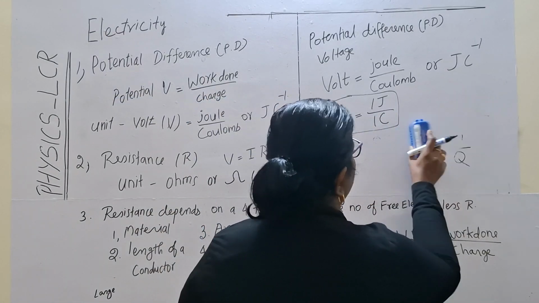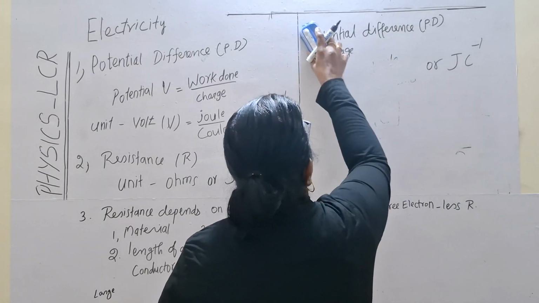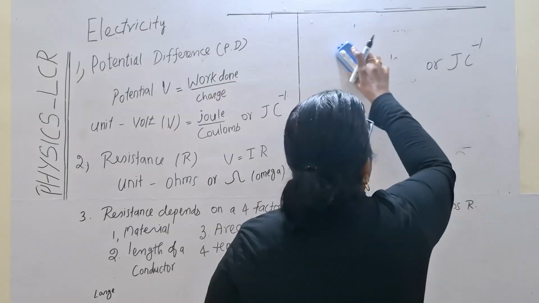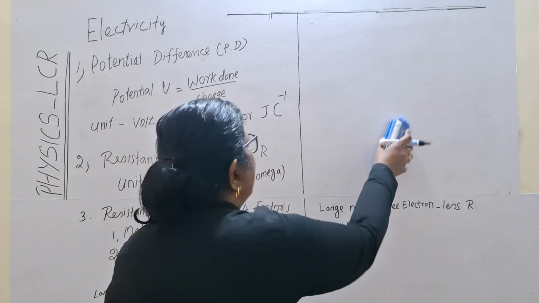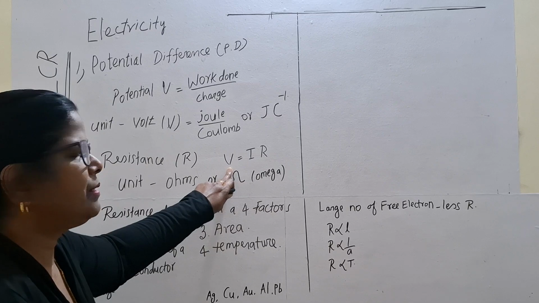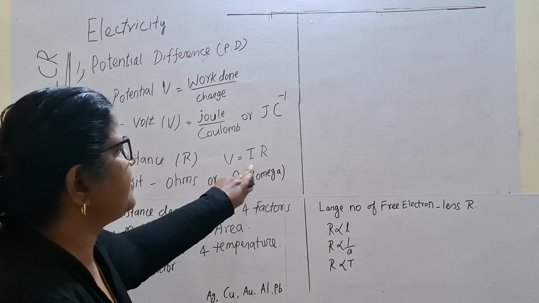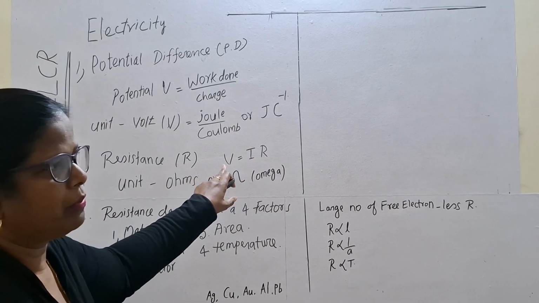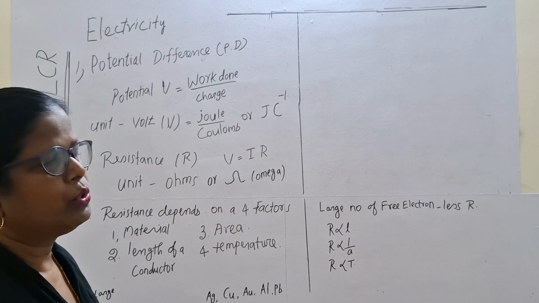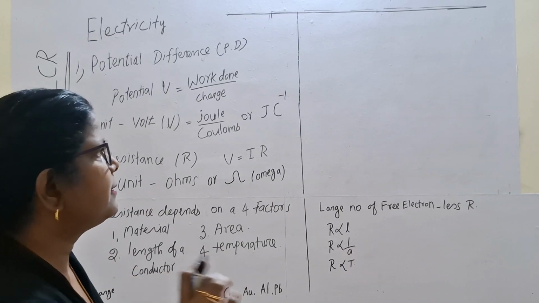Next we are going to study resistance. What is resistance? In electricity, here V is voltage, I is current, R is resistance. These three things are very important. They lead to one law, that is Ohm's law. You should know about potential difference, current and resistance.